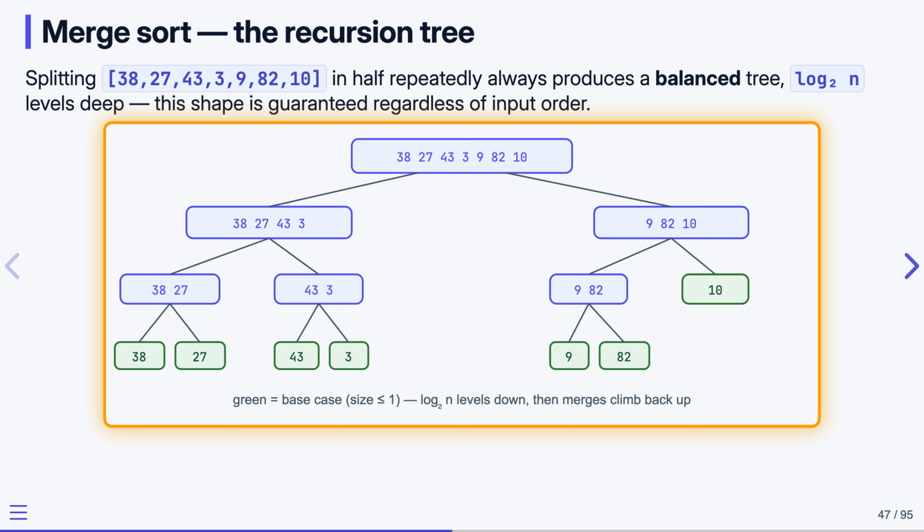The green boxes at the bottom are the base cases, size 1 or less. Because we always cut exactly in half, the tree is log base 2 of n levels deep. Then the merges climb back up.